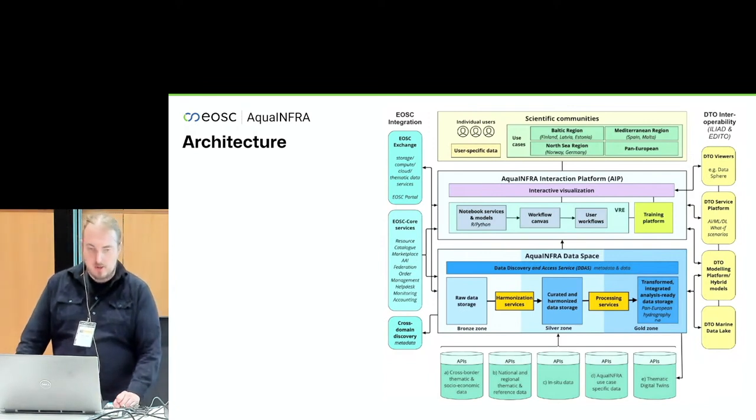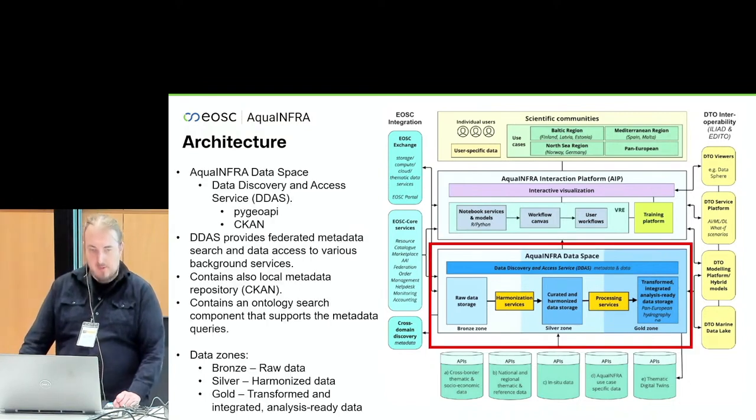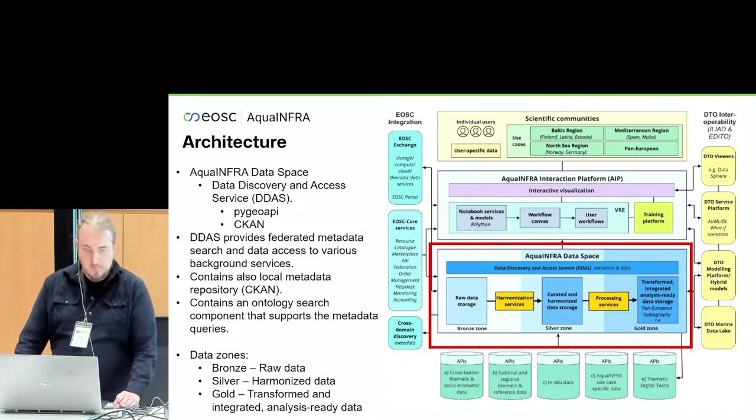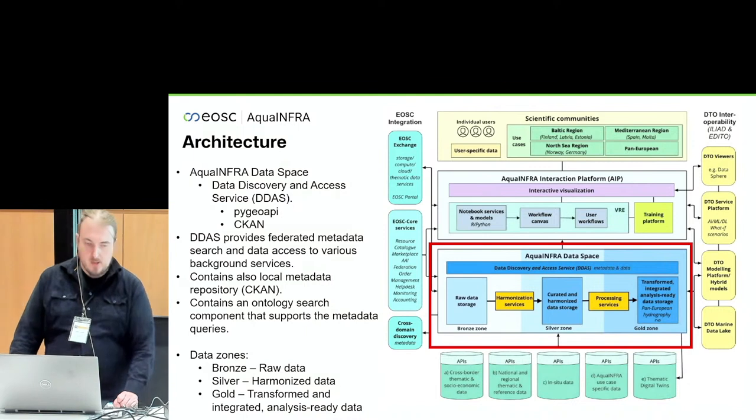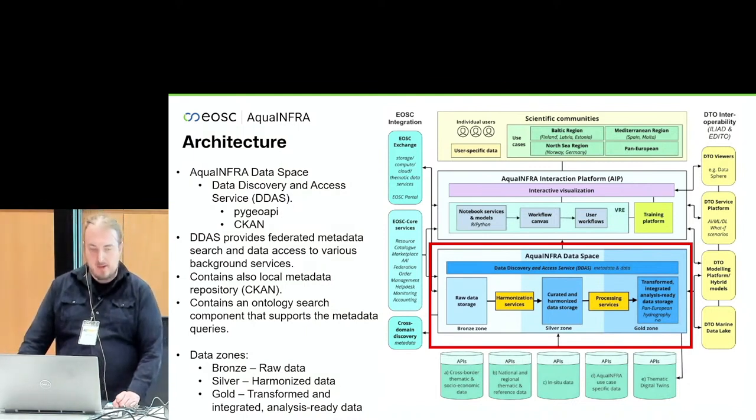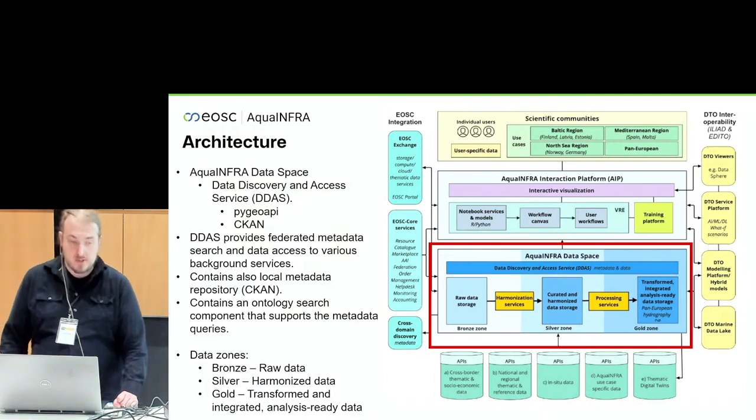This is the overall picture of the AquaInfra architecture. So here we have an AquaInfra data space, and it contains a data discovery and access service that uses the GeoAPI and also a CKAN application. And this data discovery and access service provides federated metadata search and data access to various background services. And it contains also a local metadata repository.